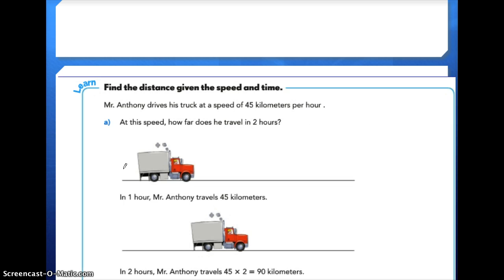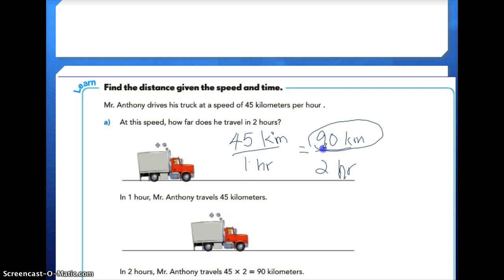Let's try another. So, Mr. Anthony drives his truck at a speed of 45 kilometers per hour. At this speed, how far does he travel in 2 hours? Well, we can make an equivalent rate. So 45 kilometers, or km, per hour. So for 1 hour, right? So at the speed, how far does he travel in 2 hours? So if he was driving for 2 hours, we multiply by 2, and so this is 90 kilometers. So he drives 90 kilometers in 2 hours.